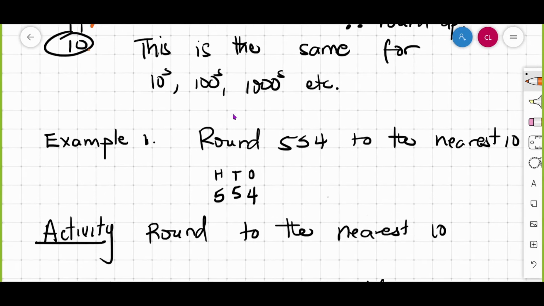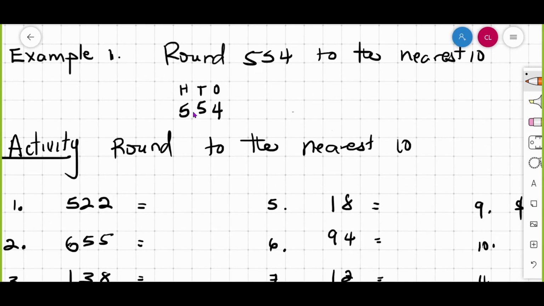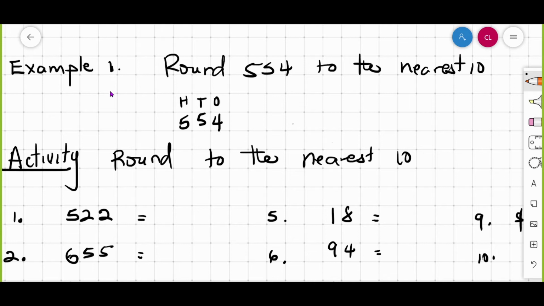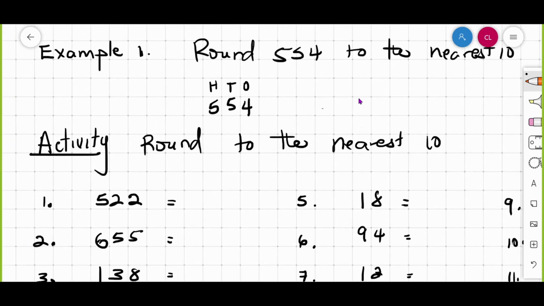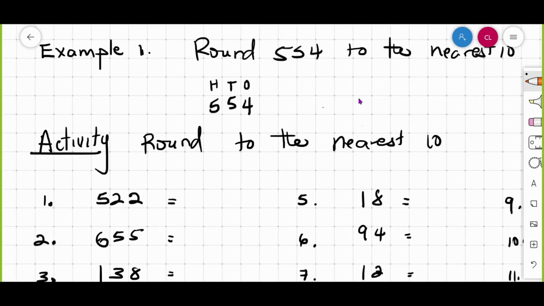So let's look at this example, our first example. It says that example 1, round 554 to the nearest 10. All right. So what I like to tell people is they're rounding to 10. Underline the digit you're rounding. Look to the digit to the right. Circle it. When you circle it, if it is 5 or more, add 1 to the digit you are rounding. And if it is 4 or less, keep the digit and put 0 for the rest.